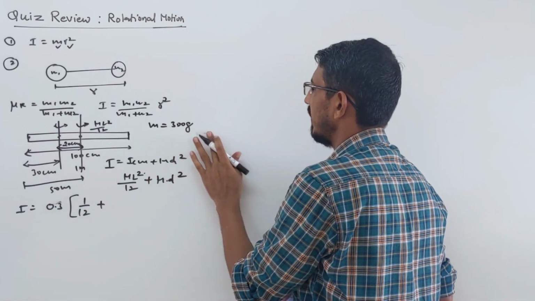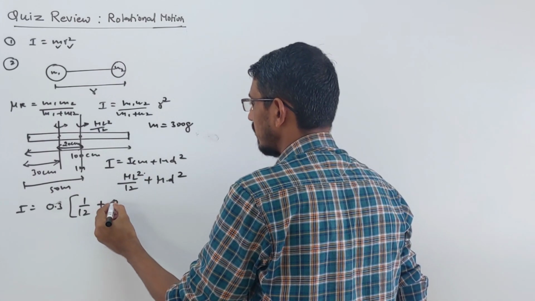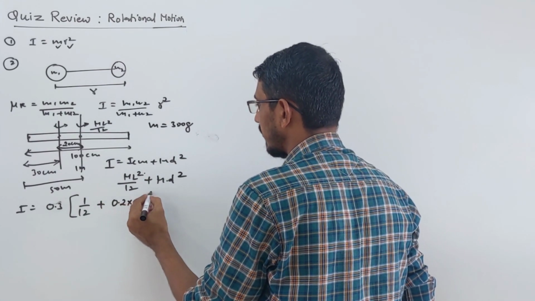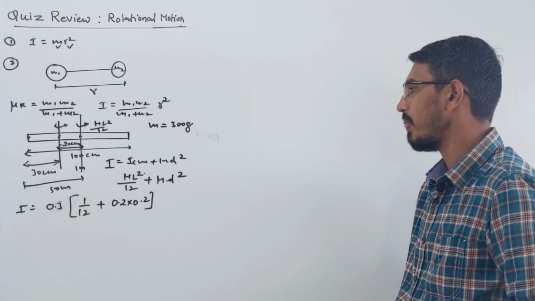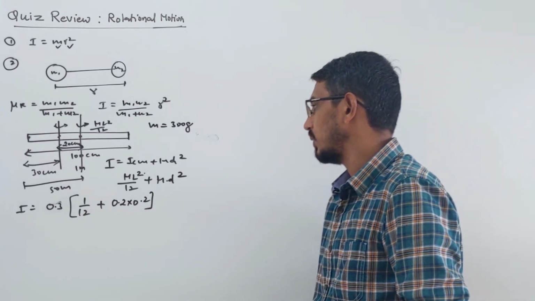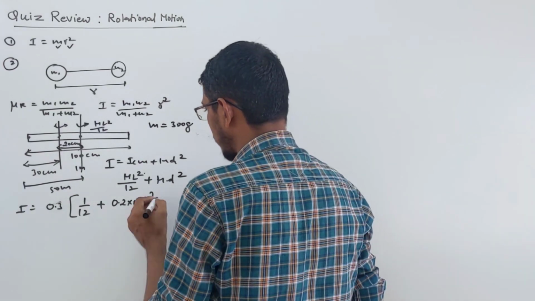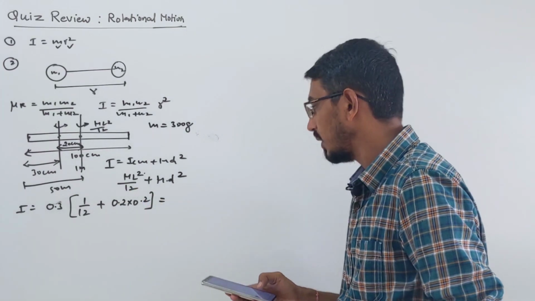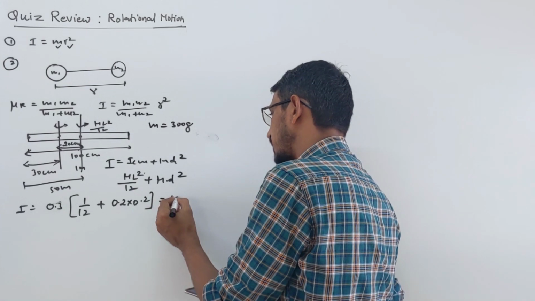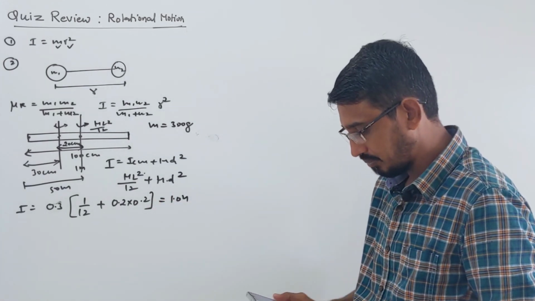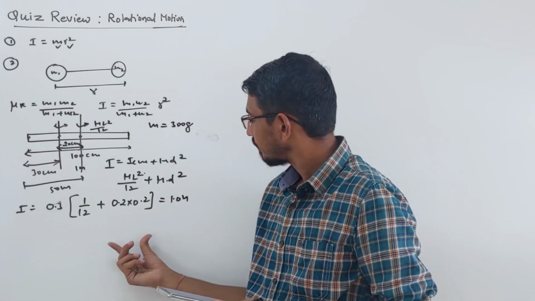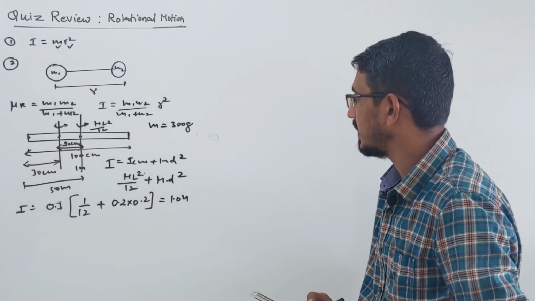So you can write like this way, or your choice how you write this. 0.2 into what? 0.2, that's your d square, right? Okay, yes. So now you have to simplify this number, that's all, and when you simplify you will get this answer, 1.04. That answer you will get. Please do it by yourself. Unit is right, same unit kg meter square.